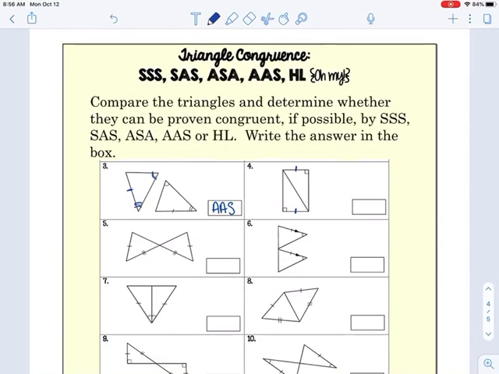Okay, so one other thing that I can do here, again, these triangles share a side. It's right here. And the side that they share, I can use the reflexive property to say that that is congruent.